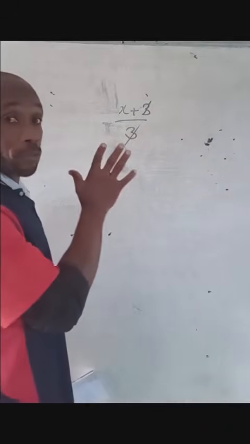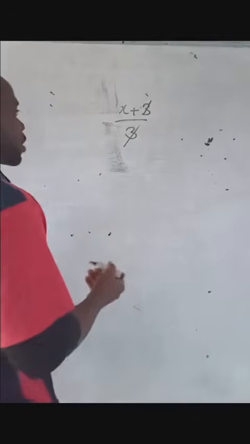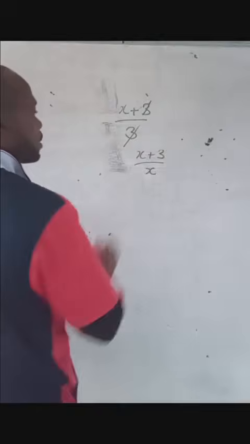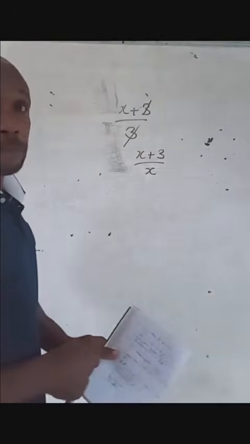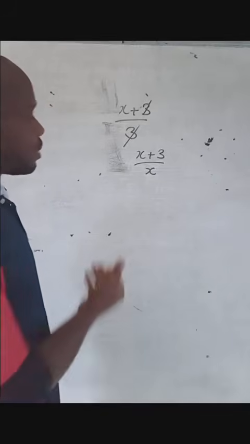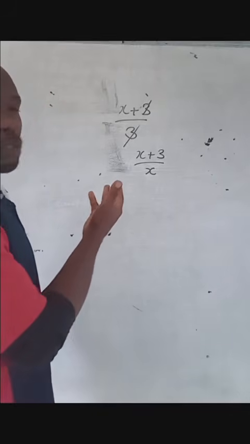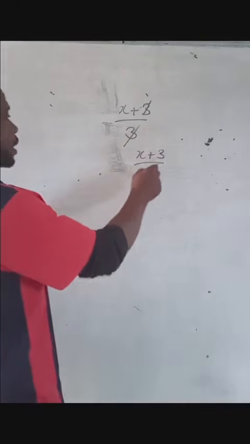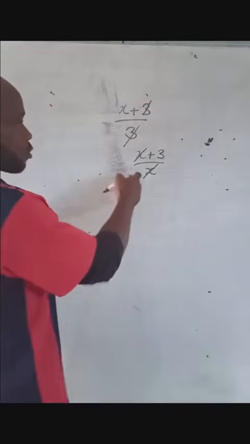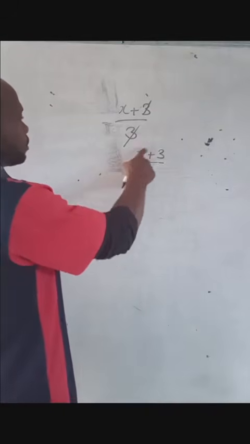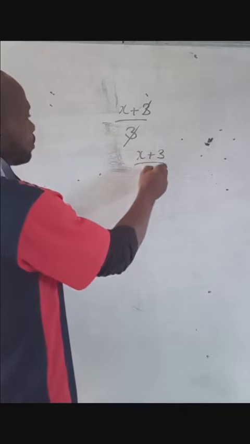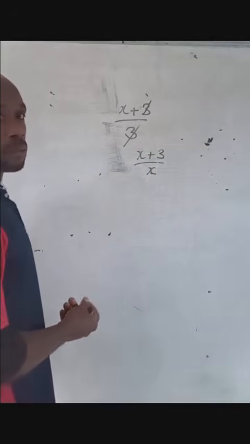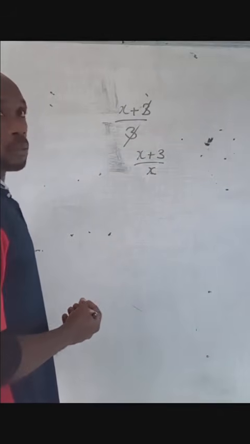That's the simplified form. Or if you have an expression like x plus 3 all over x, and you're asked to simplify this, this expression cannot be simplified more than this. x cannot cancel out x. If you do this, it is wrong. You can't cancel out in x plus 3 all over x. You can't.